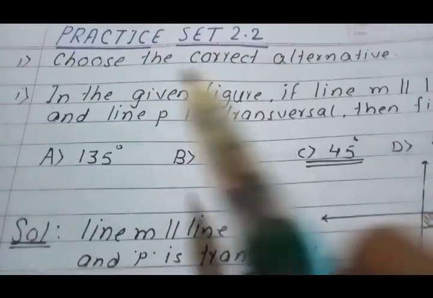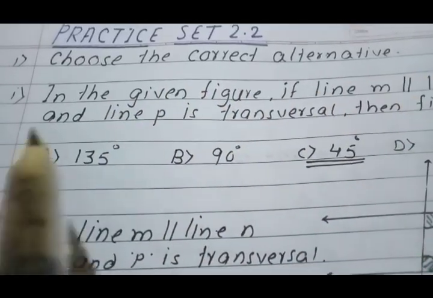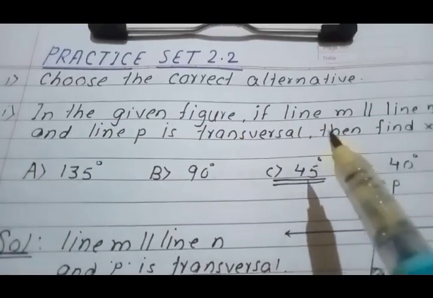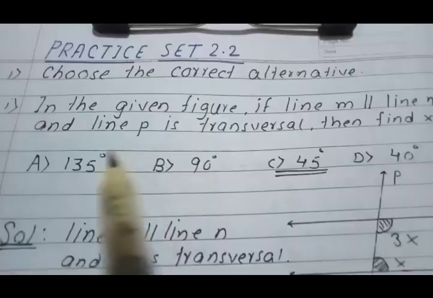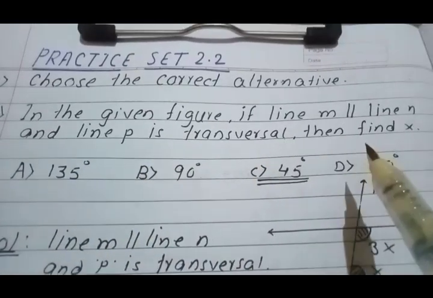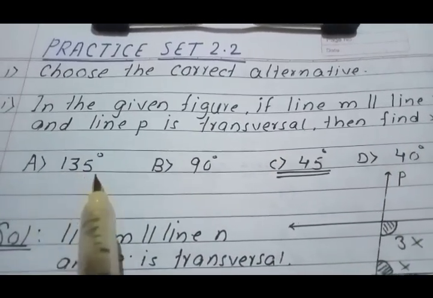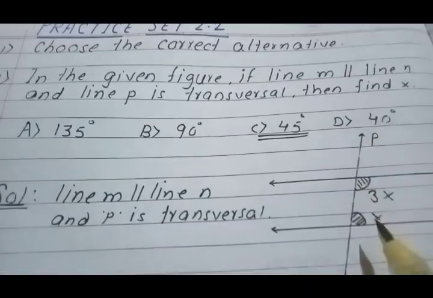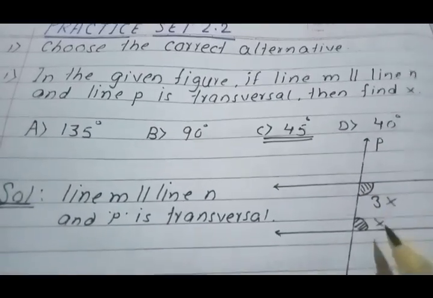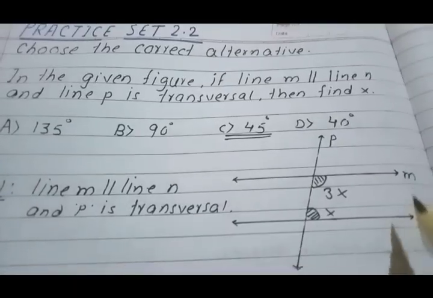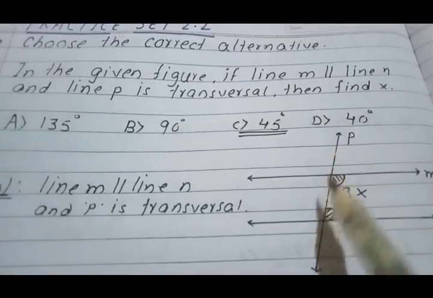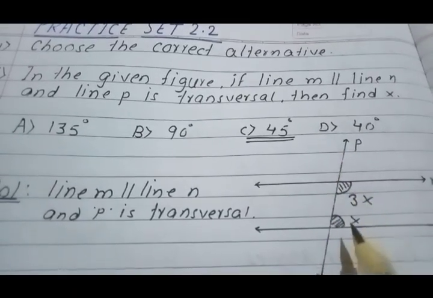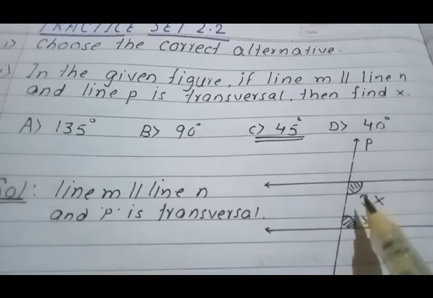Practice set 2.2. Choose the correct alternative. Number 1. In the given figure, if line m is parallel to line n and line p is a transversal, then find x. A) 135 degrees, B) 90 degrees, C) 45 degrees, and D) 40 degrees. Your diagram shows 3x, with line m parallel to line n and p a transversal. So 3x plus x equals 180, since they are interior angles.